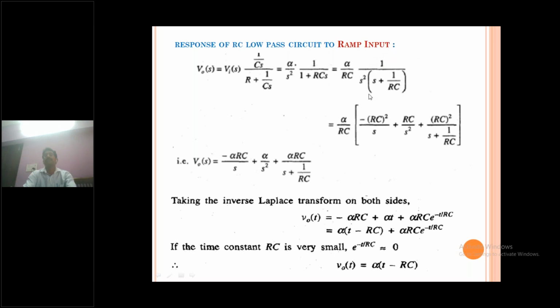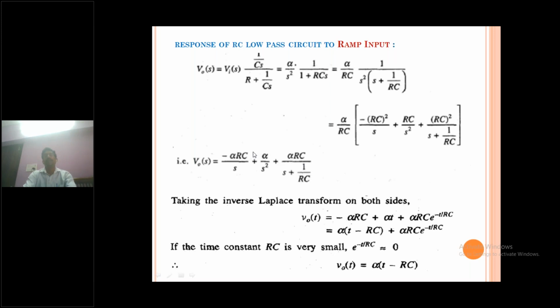Now using partial fractions, this can be written as alpha by RC into A by s plus B by s square plus C by s plus 1 by RC. Now find the A, B, C values. A equal to minus RC whole square, B equal to RC, and C equal to RC whole square. Now simplified, V naught of s equal to minus alpha RC into 1 by s plus alpha into 1 by s square plus alpha RC into 1 by s plus 1 by RC.